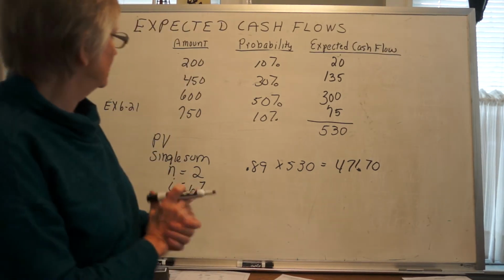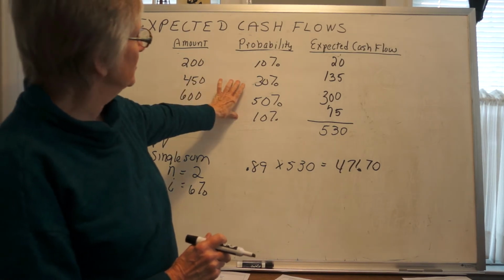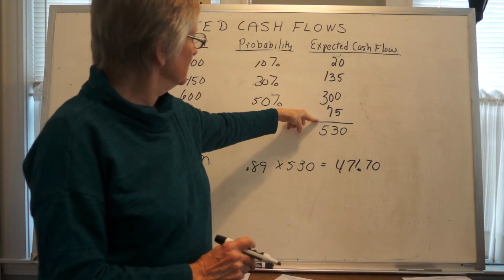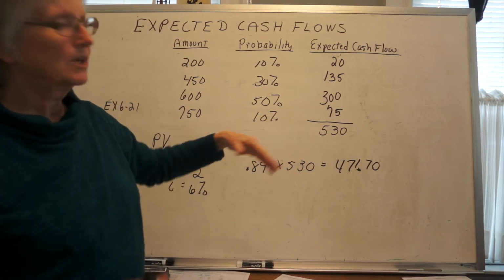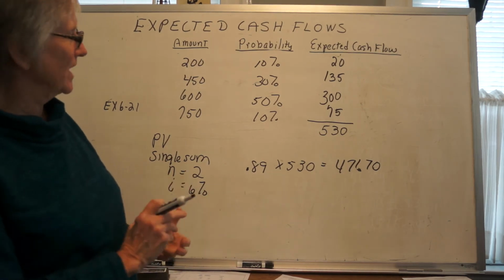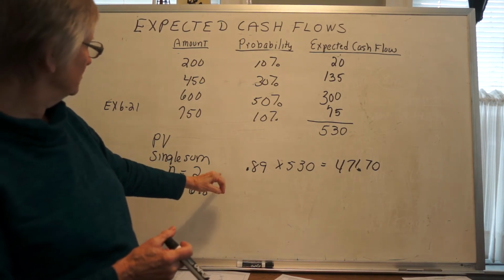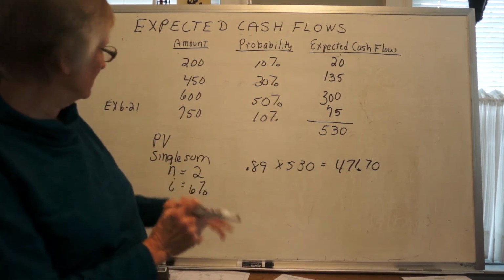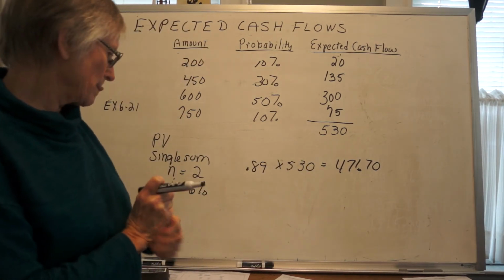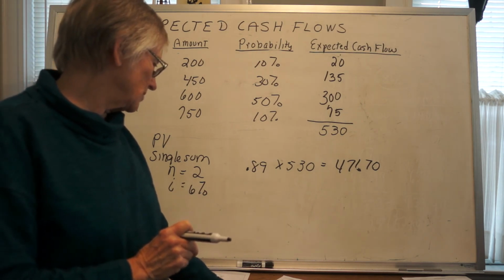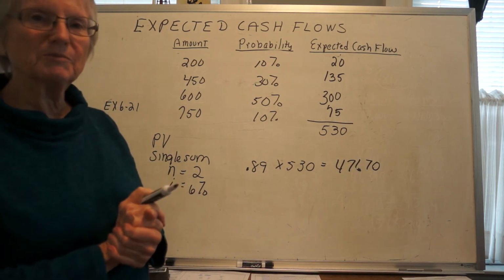So that's your basic expected cash flows. You come up with a bunch of estimated amounts, attach a probability to each one, multiply across to get the expected cash flows for each, and then add them up, and that would be your most expected cash flow. If they're saying, how much do you need now to have this amount at a future date, then you discount it back to the present value using our single sums and our tables, and that gives you how much you would need today. So you could work through, if you want, exercise 622, and that would give you a little bit more practice on this.